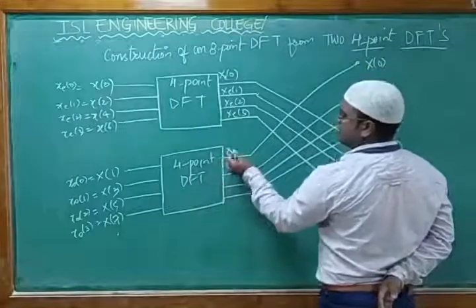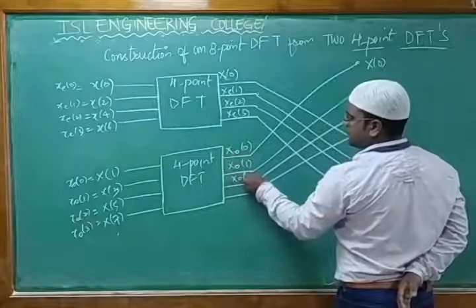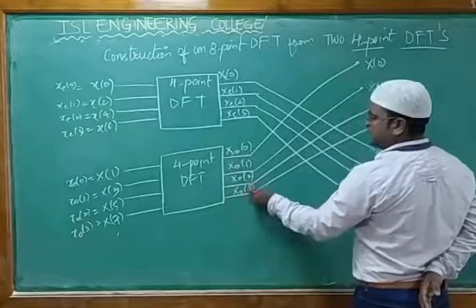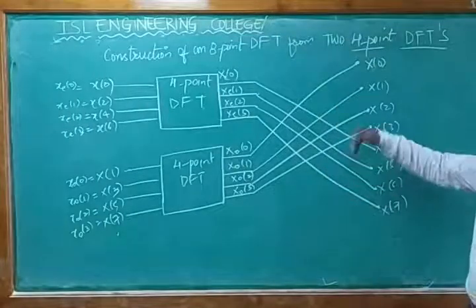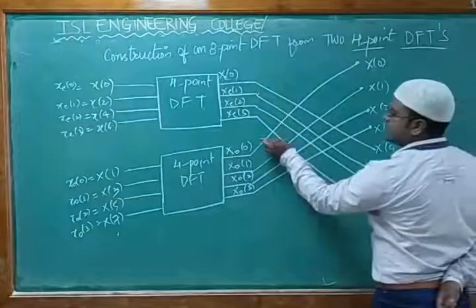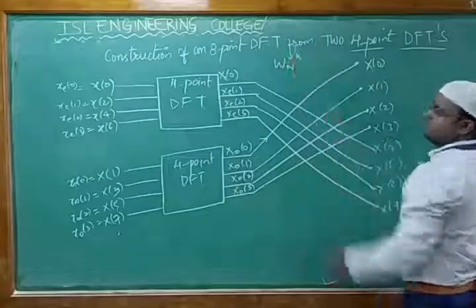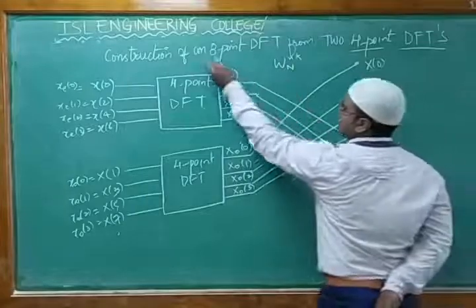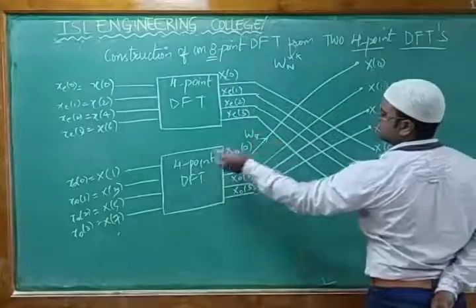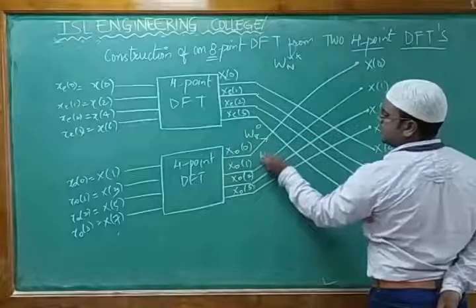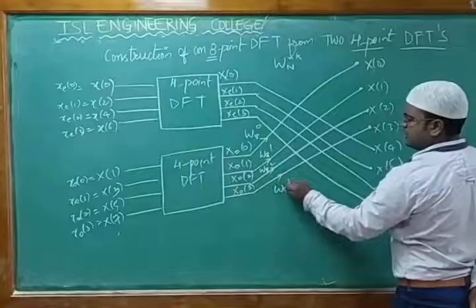For this block, what is the output here? Odd, right? So X odd of 0, X odd of 1, X odd of 2, X odd of 3. When we write the feedback, we write the weighting sequence. What is the weighting sequence? W N of nk. What does N indicate? How many points? 8 point. That means I can write W8 of 0, W8 of 1, W8 of 2, W8 of 3.